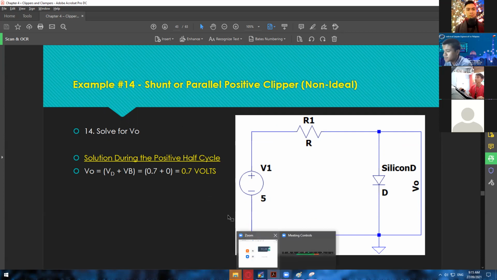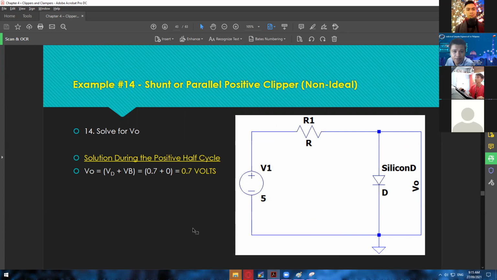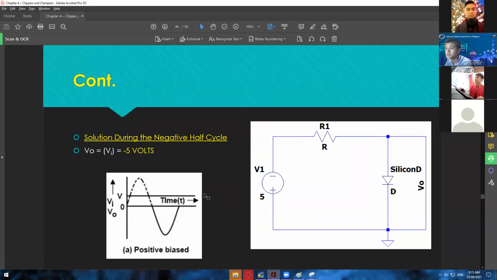All right, so time check, we now only have 5 minutes left, so I think we can still finish 2 more examples. Anyway, during the negative half cycle, we have negative to positive, positive to negative. As a result, this is a reverse bias connection. So our only reading of voltage is this -5, because this will become an open circuit, and then all of our voltages will pass through to our VO.